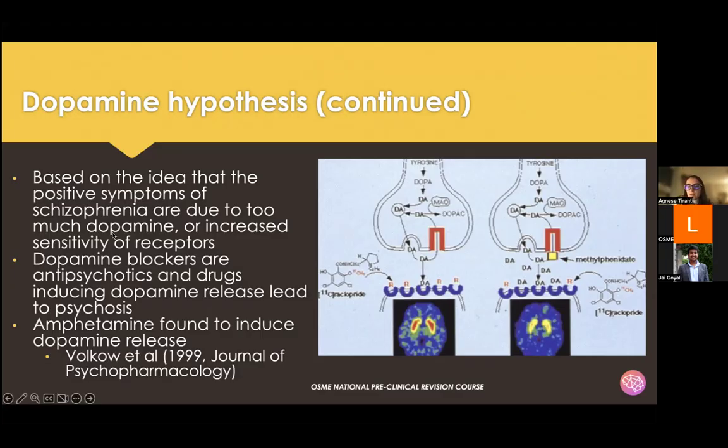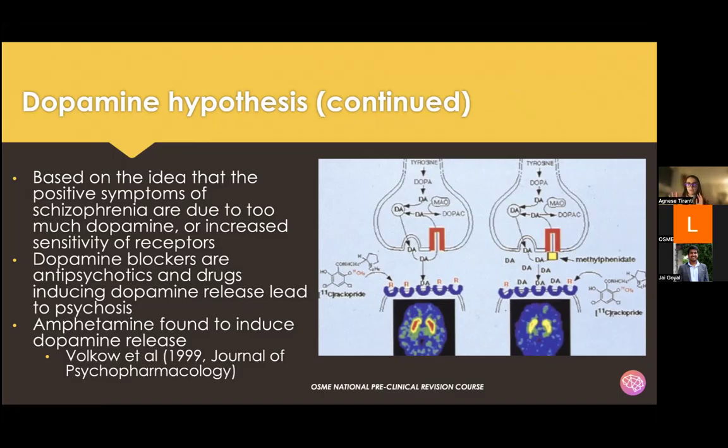And this is an example of the amphetamine inducing dopamine release. So they gave patients amphetamine, they looked at radio-labeled dopamine, and they saw that upon being given amphetamine, more dopamine was released.